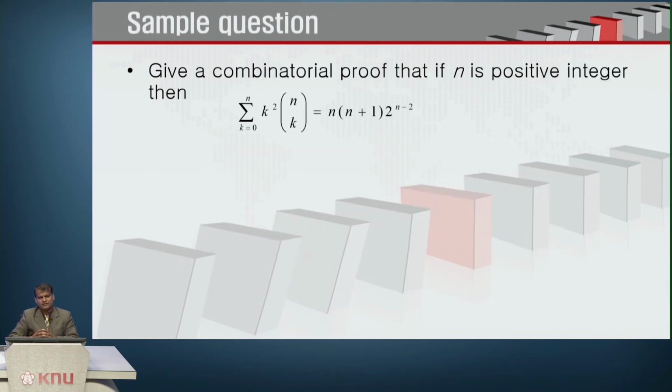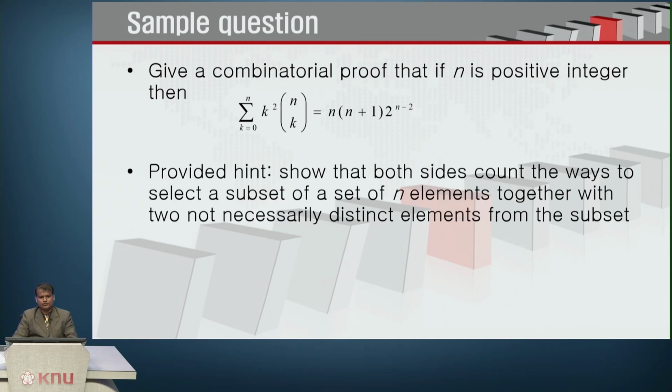Now here is another problem with a combinatorial proof. We have n positive integers. Then we have this form: the summation k equals 0 to n of k square times n choose k equals n times n plus 1 times 2 power n minus 2. So why don't we try this out? We have a hint here.